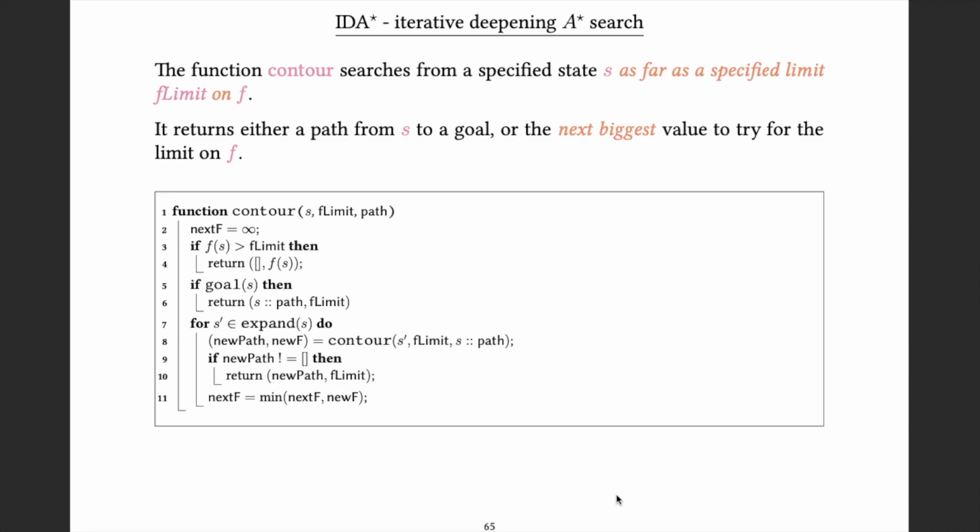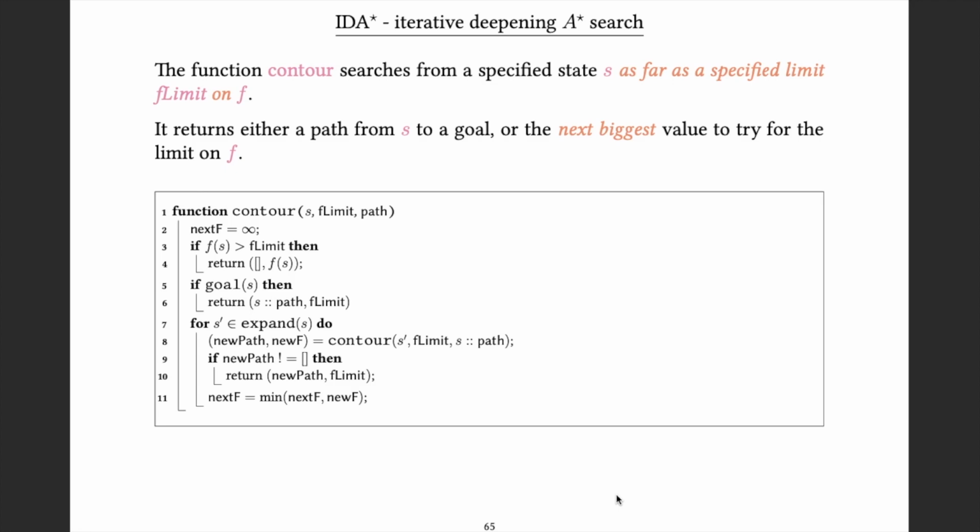The function contour takes a state, the current f-limit that you're searching within, and the path that you constructed so far to get to the state. What it returns will either be an empty list indicating that you've gone beyond the current f-limit, and also a new f-limit that is the smallest thing that you've seen beyond the current f-limit. Alternatively, if S is a goal, it can return a path to S, and that solution is the solution that you're looking for. So those are the two things that it can possibly return.